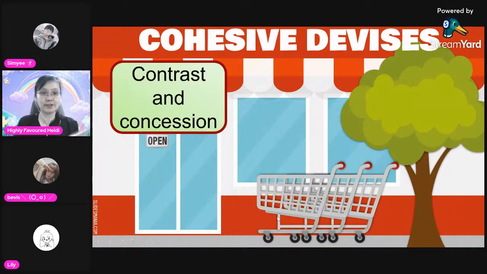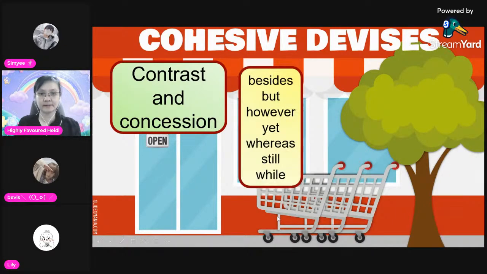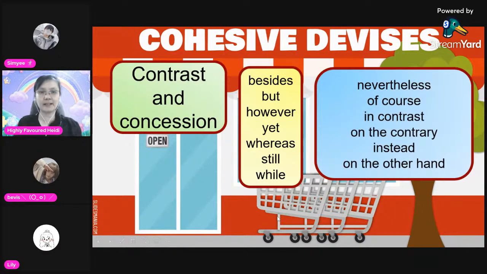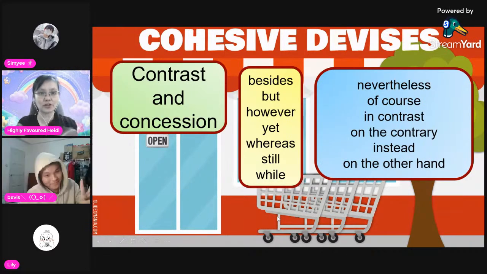Okay. Now contrast and concession. All right. Okay. Let's have Bevis to read. Contrast and concession. Besides, but, however, yet, whereas, still, while, nevertheless, of course, in contrast, on the contrary, instead, on the other hand. Okay. Contrast and concession is just a more formal word for contrast. Okay, so you realize that all of these are trying to give a contrast.